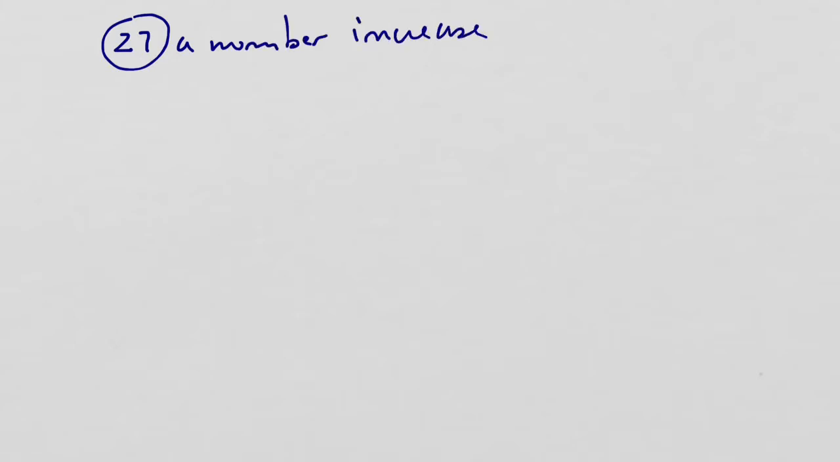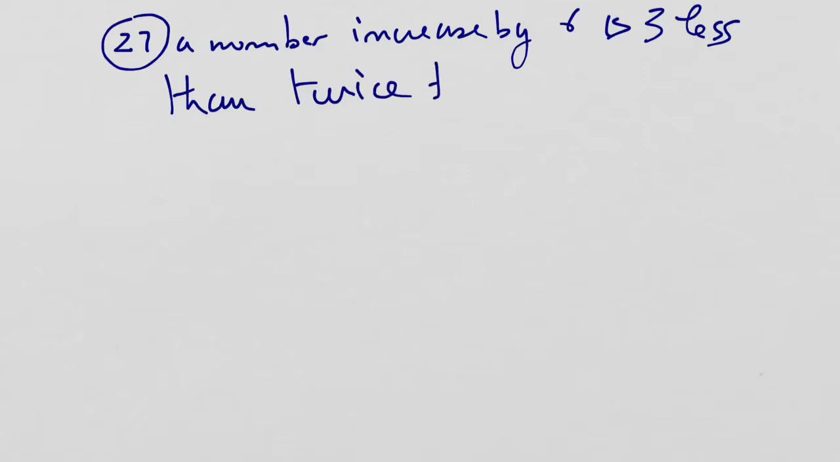Alright guys, so now let's focus on problem number 27. In this problem number 27, still page 306, you have a number increased by 6 is 3 less than twice the number.